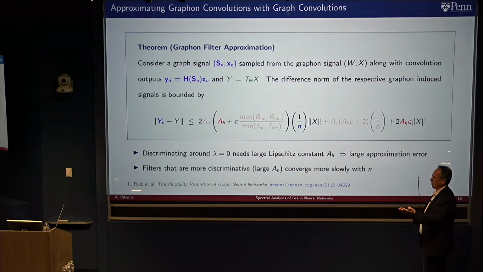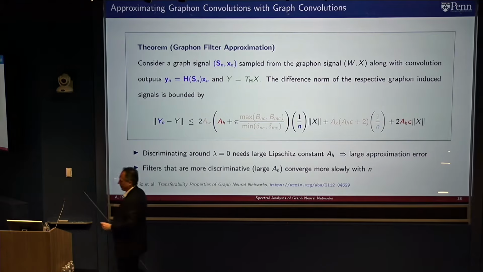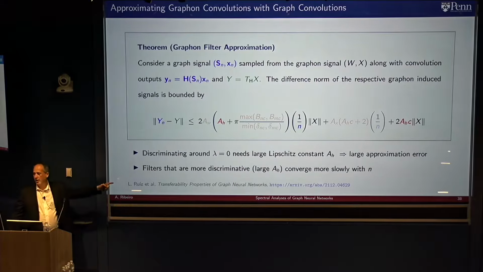C is an arbitrary constant that I can pick. So you can tell me, look, I want you to discriminate all eigenvalues up until 10 to the minus 3. Then C becomes 10 to the minus 3, and all of the other constants fall in place. The reason why you have convergence is because I can now increase C and choose a larger n.